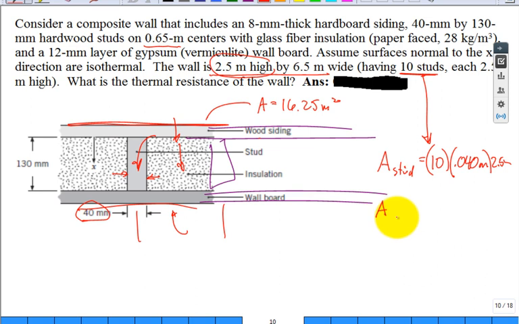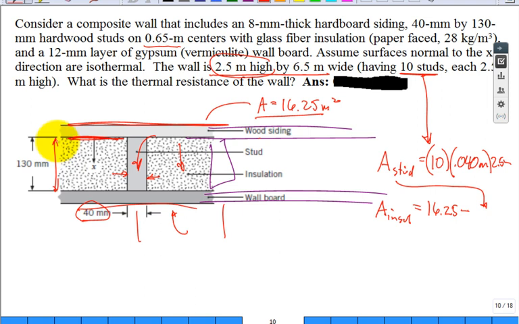And then what about the area for the insulation? Well, that's going to be the sum of this area and that area. One way to think of it is it's the total 16.25 meters squared, the total area of the wall, minus the stud area. Yes, sir. What was the 130? That's this thickness right here. That's our L in the direction of heat flow.